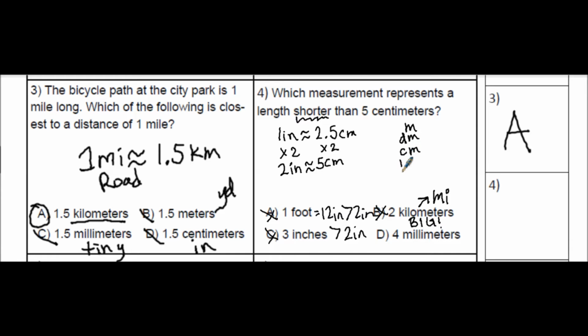But if I look at this, I know that we have meters, decimeters, centimeters, millimeters, and each one separated by groups of 10. So if I have 1 centimeter, I know I have 10 millimeters. Well, if I multiply that by 5, I know that 5 centimeters would be equal to 50 millimeters. So 4 millimeters is definitely much smaller than 50 millimeters, and that's what we want. Answer choice D is shorter than 5 centimeters.